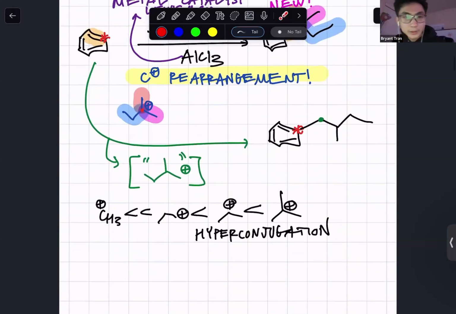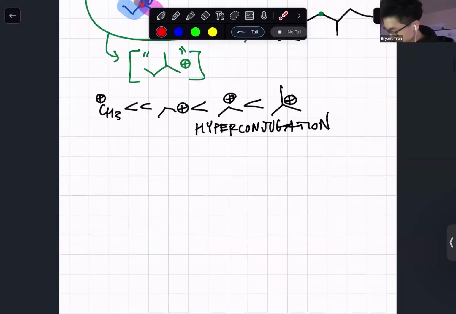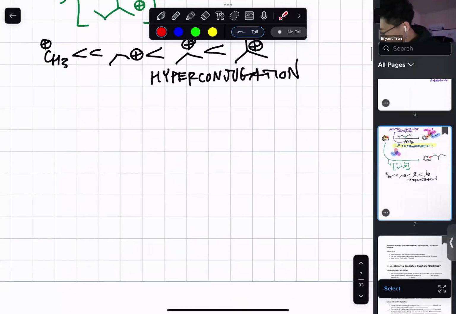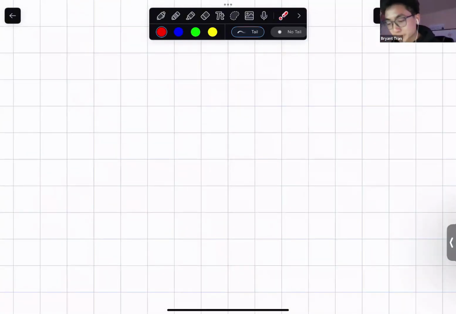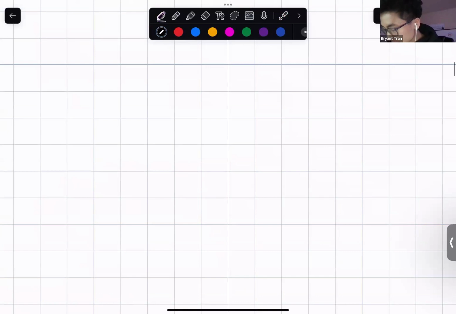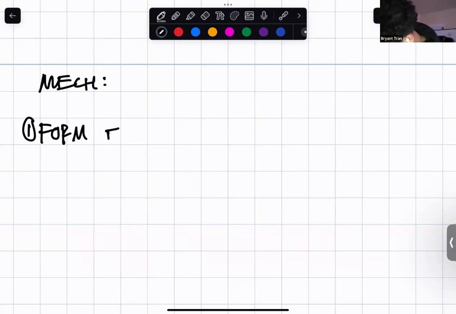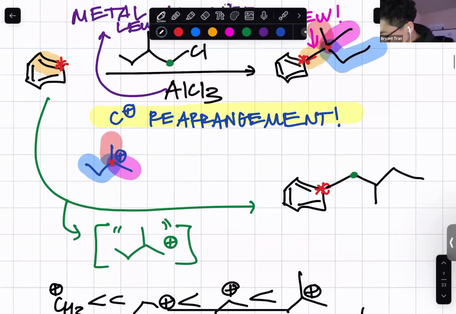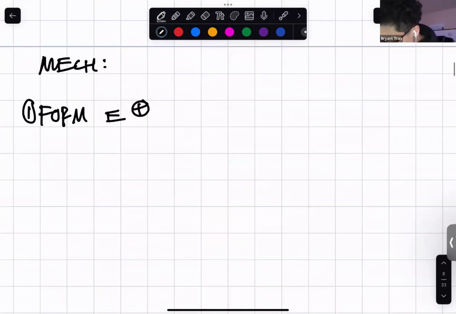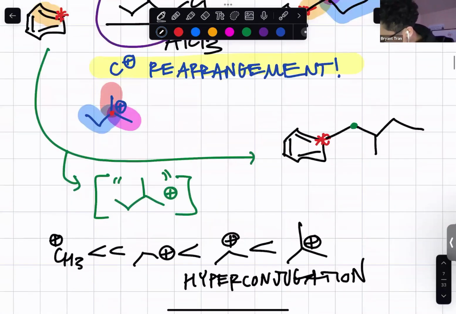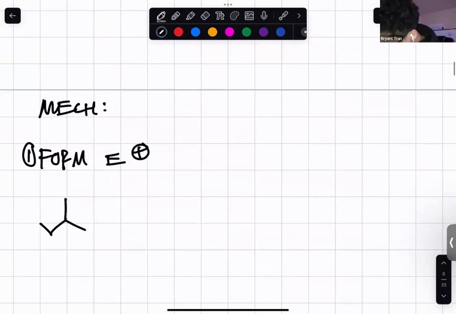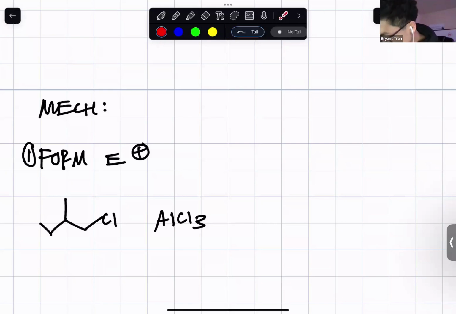Now, let's move on to the mechanism. So earlier, I separated the mechanism into 3 steps. The first step was to form or generate the electrophile. Let's bring in my haloalkane or alkyl halide. And we have our metal catalyst, AlCl3.